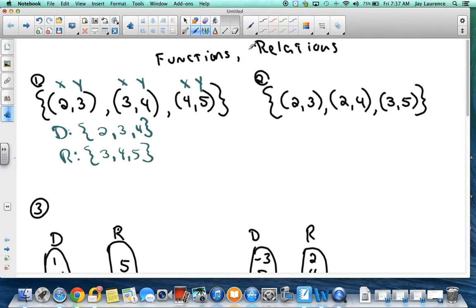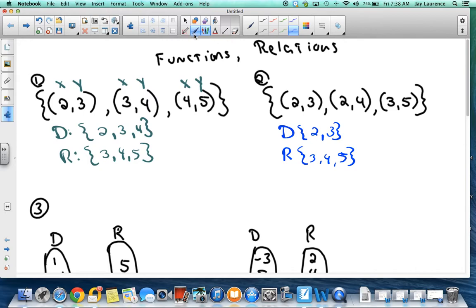There you go. All right, so domain for number 2 is 2 and 3. The range for number 2 is 3, 4, and 5. Now, is it a function? Is one a function? We haven't talked about it yet.